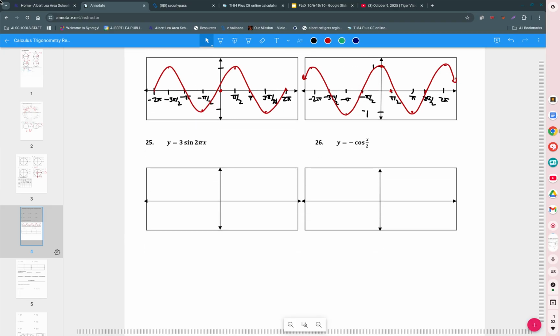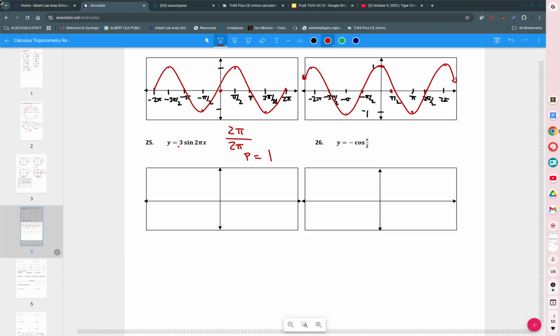So, okay. We're not going to do all these, but we're going to just kind of talk about them. Do you remember what the 3 does? Changes the period. Close. It changes the, starts with an A, amplitude. It's stretched 3 units, so we go all the way up to 3 and down to negative 3. In order to change the period, we take 2 pi and divide it by b. So the period in this case is just 1.